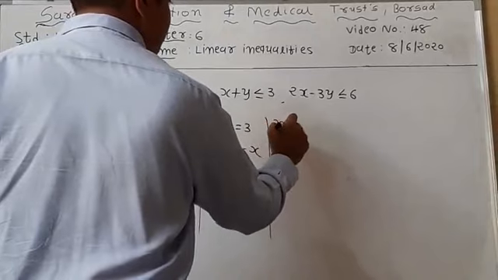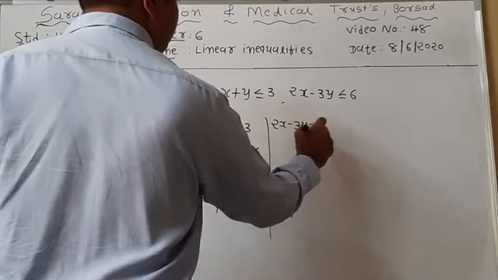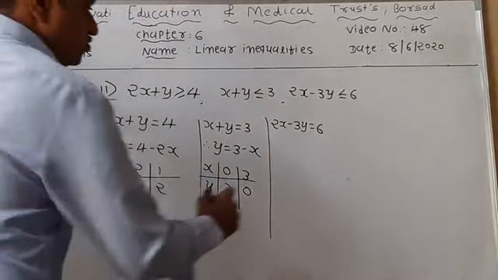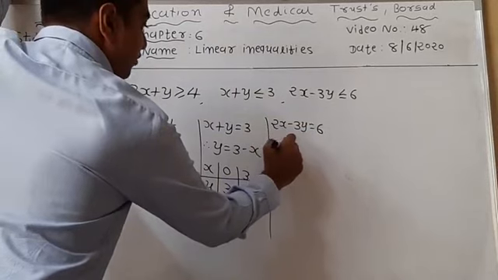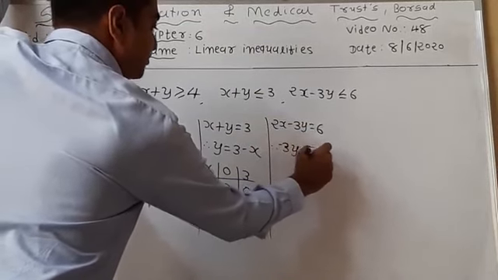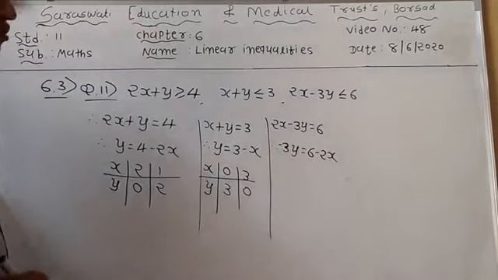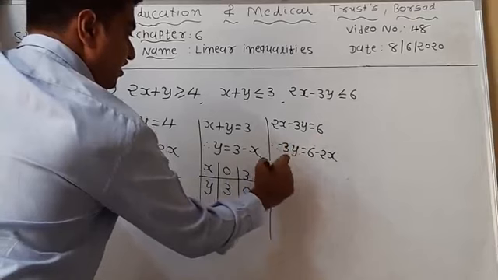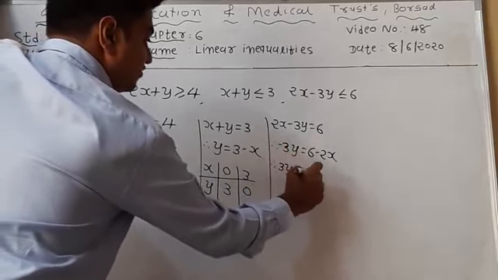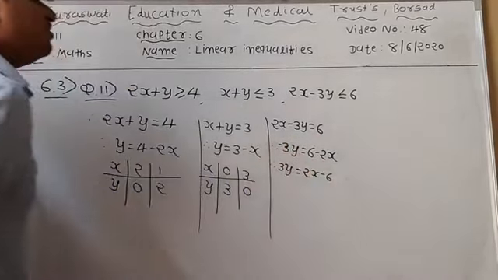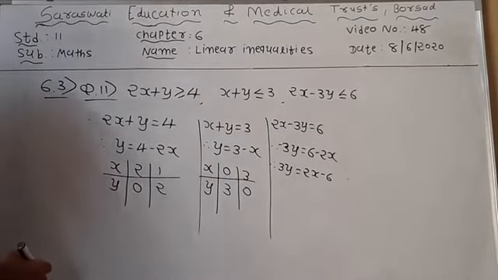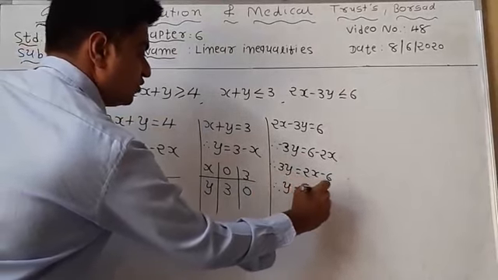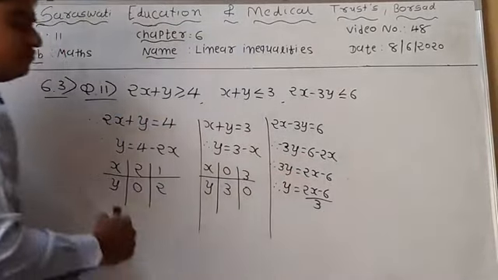Now, 2x minus 3y is equal to 6. Writing minus 3y on the opposite side, we get the equation minus 3y is equal to 6 minus 2x. Now remove this negative sign and on the opposite side write 3y is equal to 2x minus 6, that means change the sign on the opposite side. Now divide by 3. So y is equal to (2x minus 6) divided by 3.